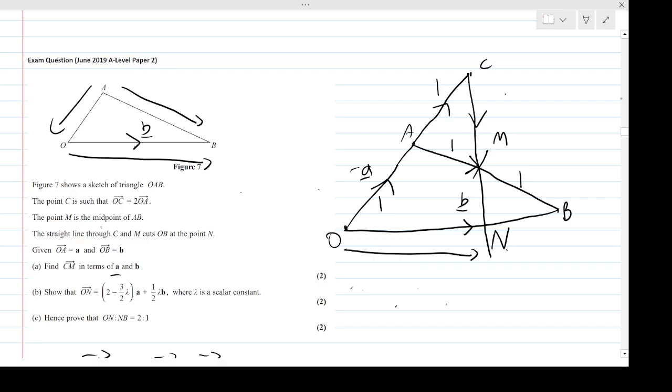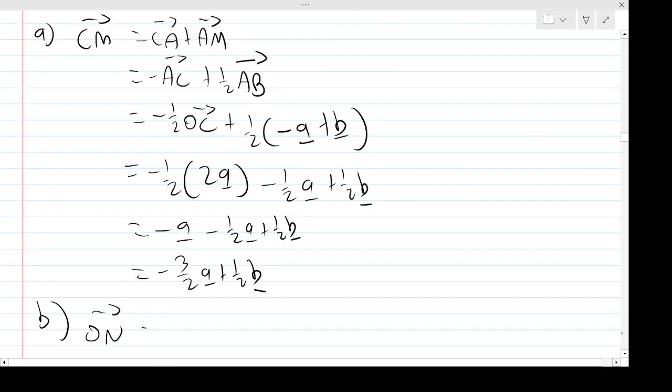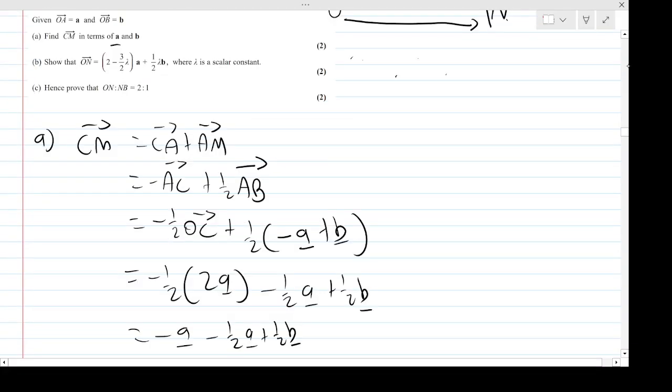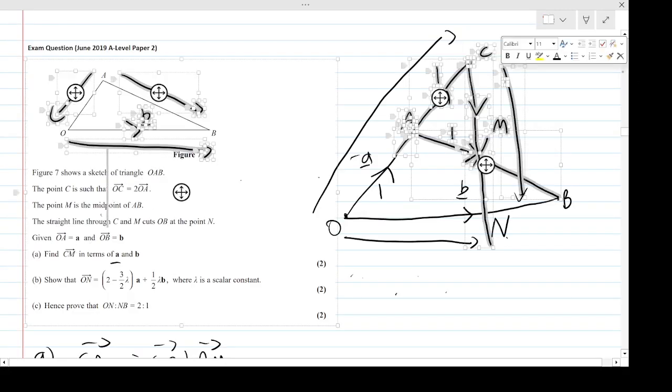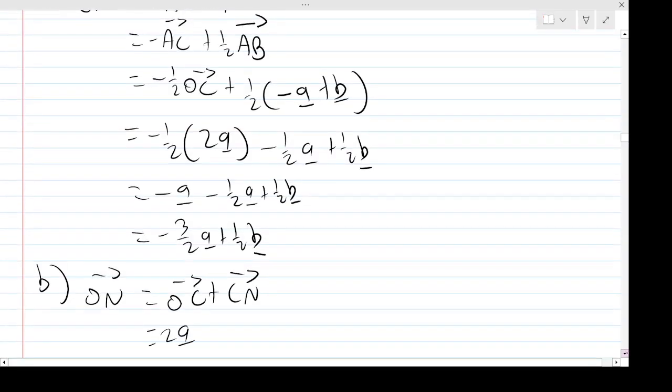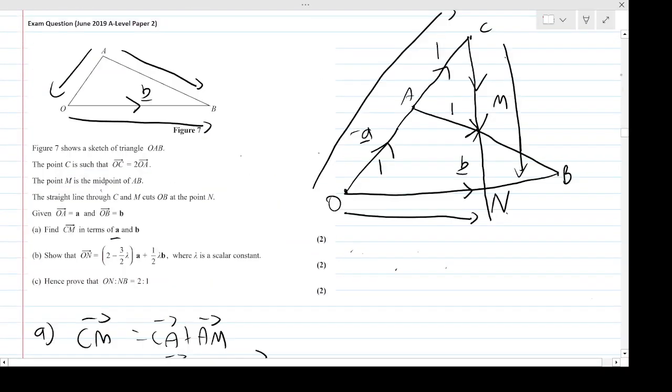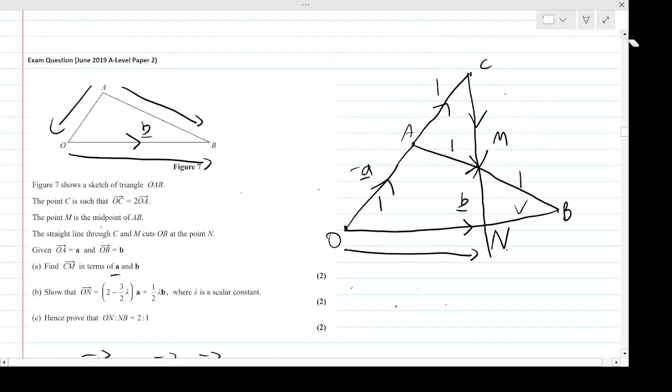If I want to go from O to N, then I could also go from O to C, and then C to N. So it's going to be O to C, add C to N. Well, OC, as we just discussed, is 2 lots of OA, and OA is A. So OC is 2 lots of vector A. And then C to N, I don't know the vector for, so I could try to find a path from C to N, but you might be a bit stuck there.